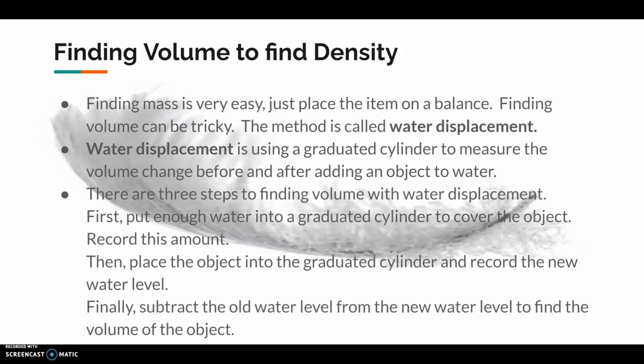There are 3 steps to find volume through water displacement. First, you are going to put enough water into a graduated cylinder to cover an object. You will record this amount. Then you will place the object into the graduated cylinder and record the new water level. In the 3rd step, you are going to subtract the old water level from the new water level to find the volume of this object.